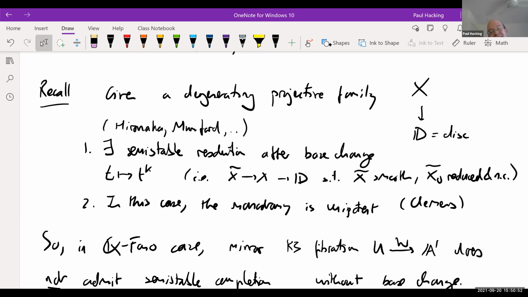So the conclusion is, given what we said above, in the Q-Fano case, you have a mirror K3 fibration over the affine line, which does not extend to a semi-stable family without a base change. If you try to compactify this over the point at infinity, you won't be able to see this maximally unipotent monodromy point corresponding to a type 3 Kulikov degeneration of K3s. In order to see that picture, you'll have to make a base change.